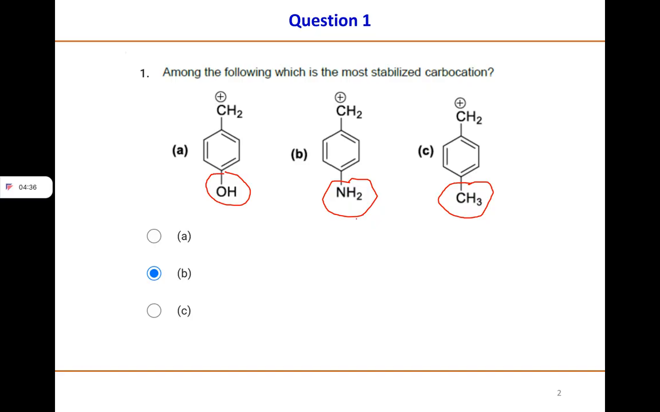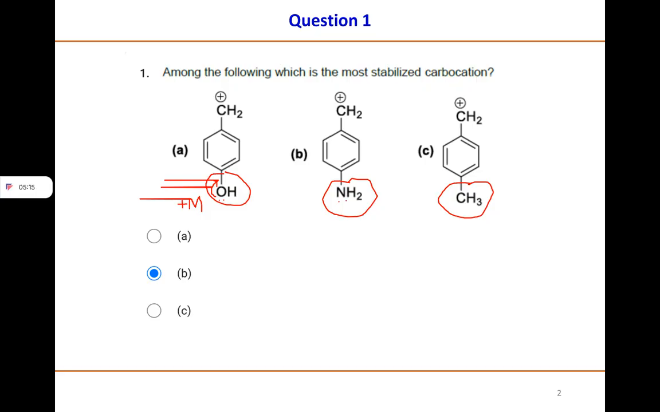Here we can see that these groups have different electronic effects, so we will discuss them one by one. The hydroxy group has a lone pair of electrons. Is it electron rich or electron deficient? As it is present on the benzene ring, it will donate the pair of electrons and act with a plus M effect, the mesomeric effect. The lone pair will push here and it will stabilize this carbocation.